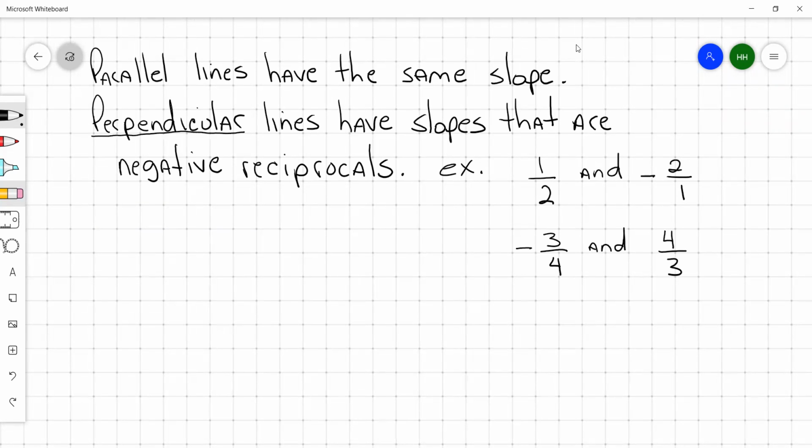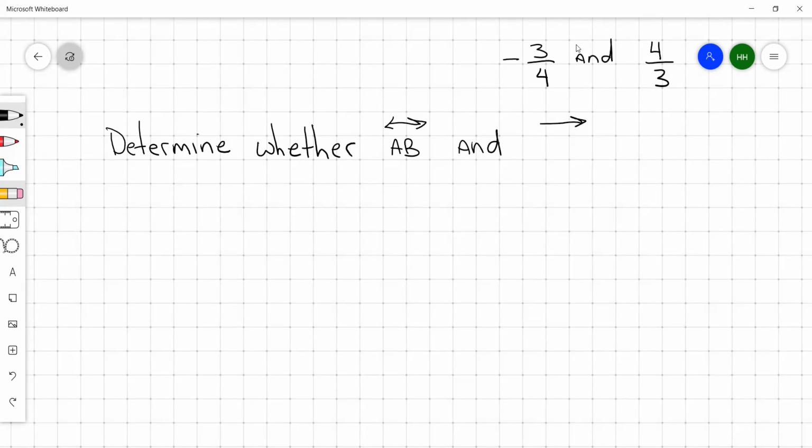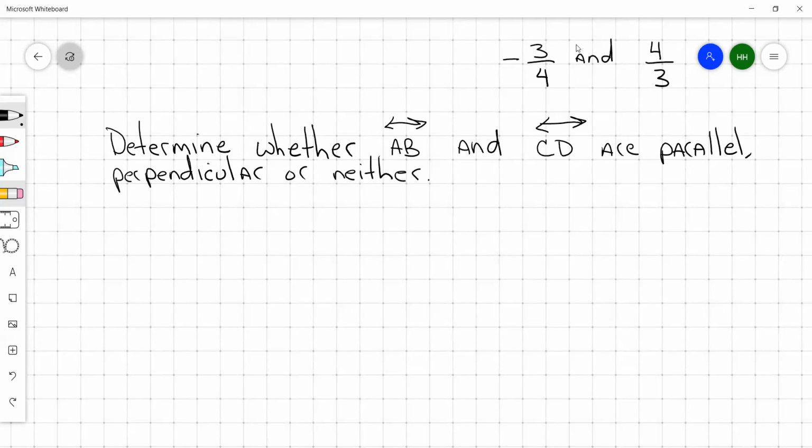So you're going to be asked to determine whether line AB and line CD are parallel, perpendicular, or neither. And let's say that your points are, point A is at 1, 1. B is at -1, -5. C is at 3, 2. And D is at 6, 1.